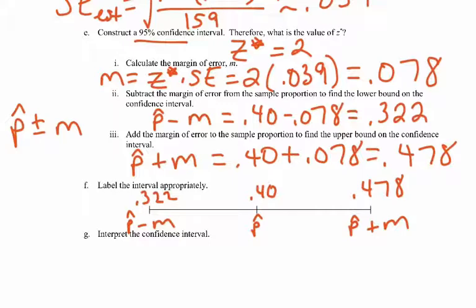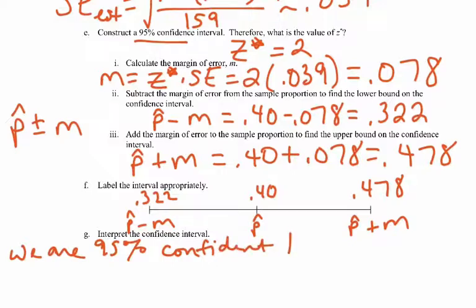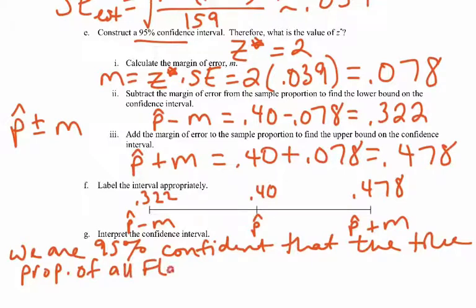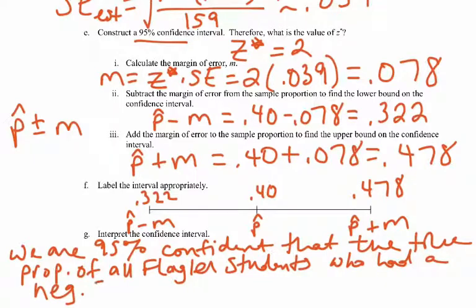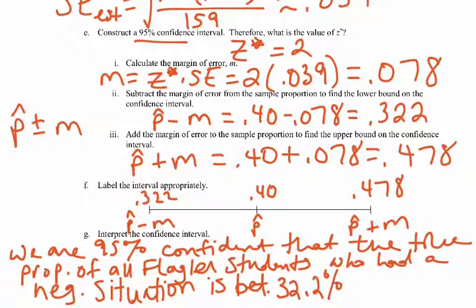And so what does an interpretation of this look like? So we're going to say that we are 95% confident, based on our method, that the true proportion of all Flagler students who had a negative situation because of a social media posting is somewhere between, I'm going to make these percentages, 32.2% and 47.8%. And there you go.